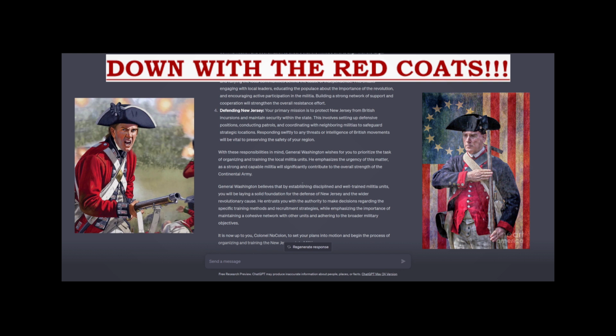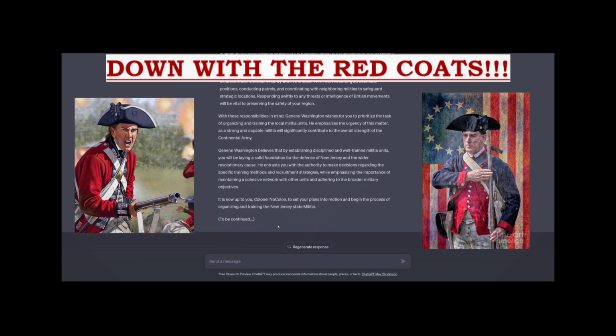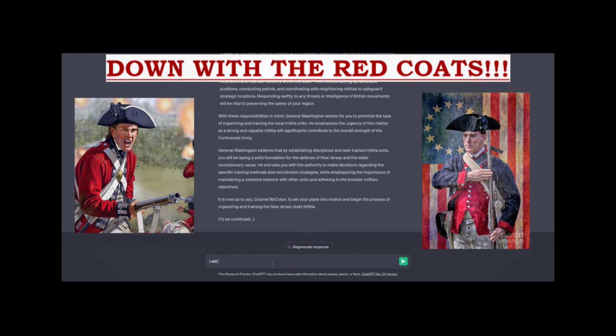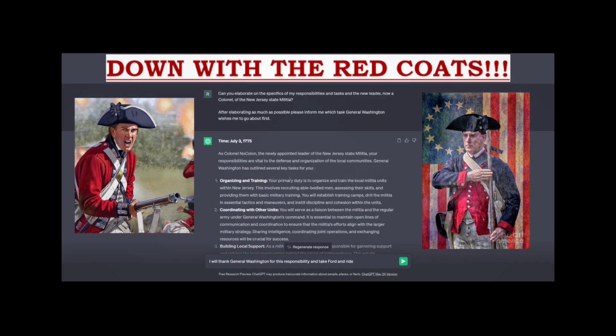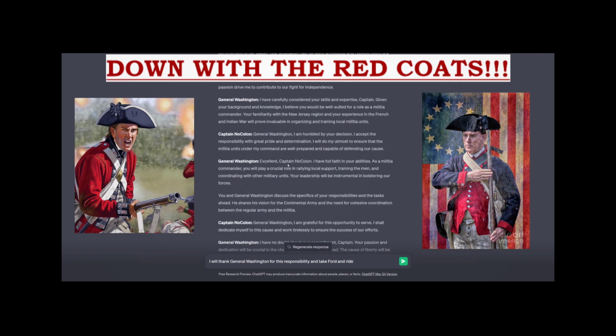Okay, now it's up to me. What do I want to do? I need to organize and train units first. So I'll thank General Washington for this responsibility, and take Ford and ride. Where are we exactly? This just says July 3rd. I imagine we're in Virginia, where Washington is still based through his home. July 3rd. No, it's the Continental Congress. So we're in Philadelphia. And ride north to the Morristown area.